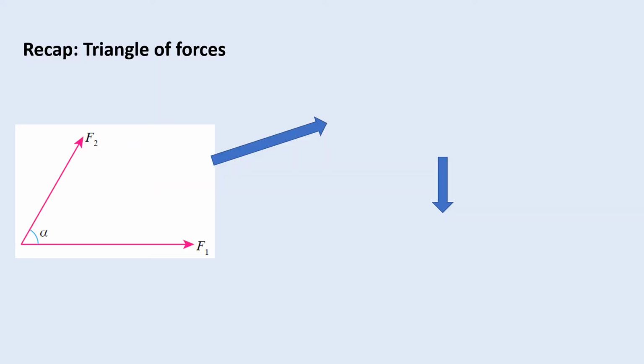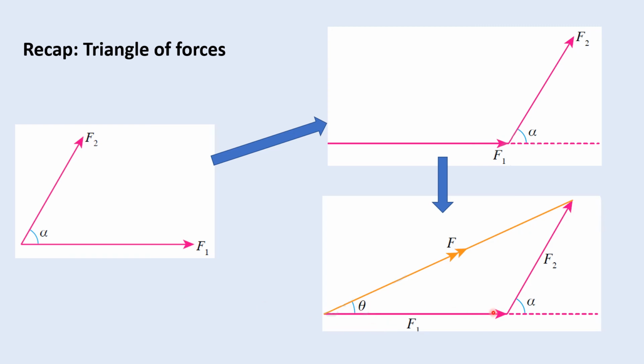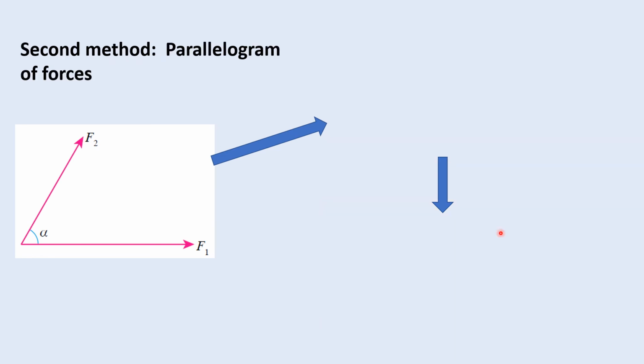Okay, so let's do a very quick recap on what you have learned just now. The method that we learned just now is the triangle of forces. In order to find out the resultant force, you need to draw a triangle like this on a scale paper, and you need a ruler and also a protractor, and at the end of the day you need to measure the length of the resultant force so that you can know its magnitude. To be honest, there is another method which is called the parallelogram of forces, but we are not going to learn that today due to the time limit of this presentation.